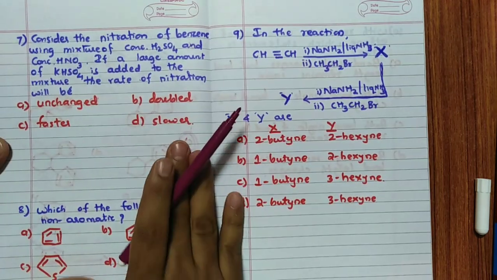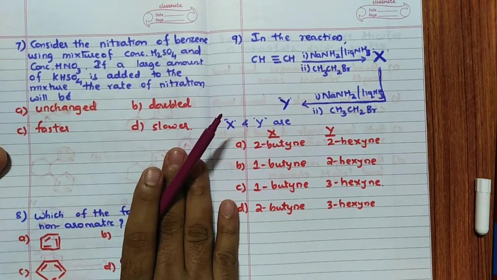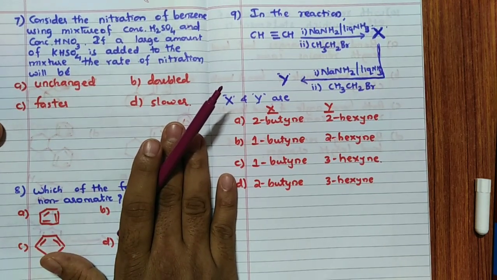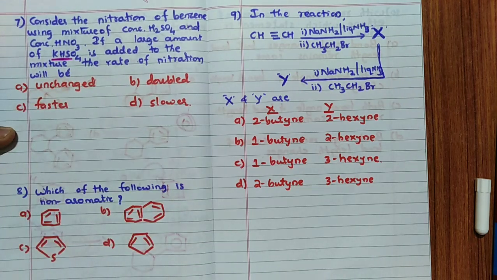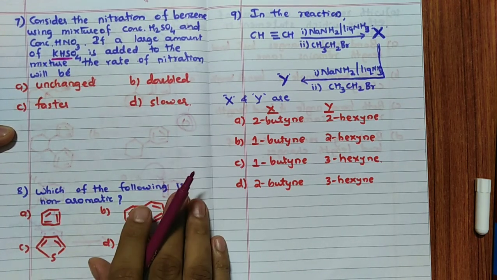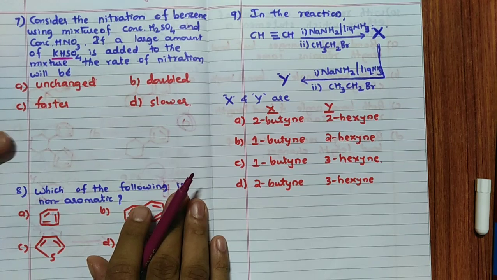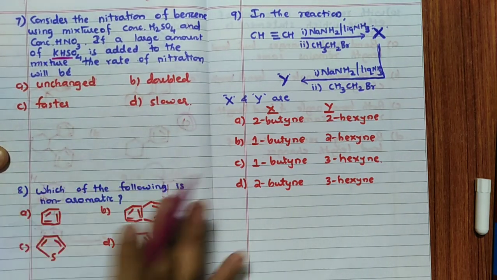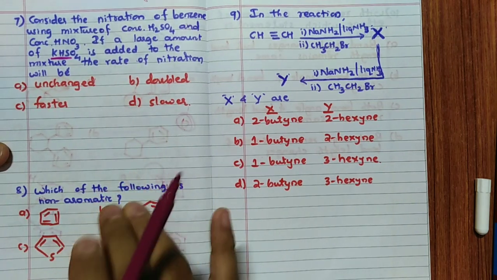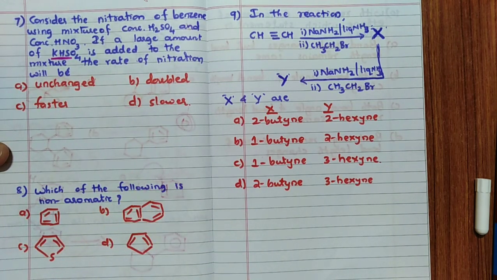7. Consider the nitration of benzene using a mixture of concentrated H2SO4 and HNO3. If a large amount of KHSO4 is added, see, this type of question also checks our knowledge. KHSO4 is added to the mixture, the rate of nitration will be unchanged, doubled, faster, or slower. Don't decide immediately, because this is a NEET exam question. There will be negative marking. You cannot select the option blindly. Remember that point, my dear students.